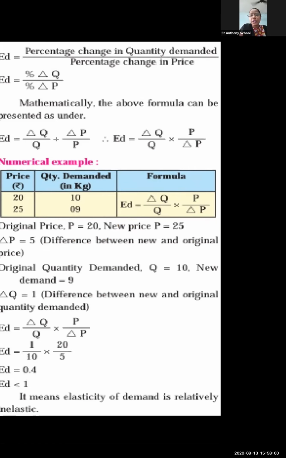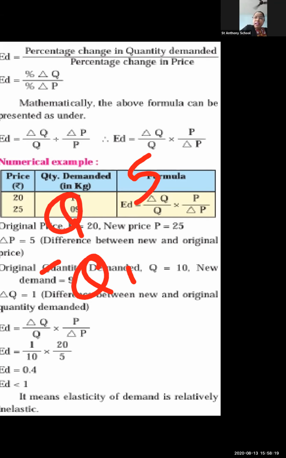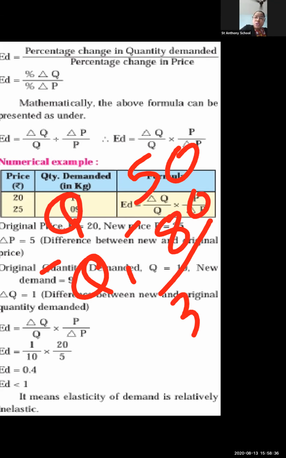Now what is change in Q? How do we need to find it out? Change in Q means the difference between the original quantity and the new quantity. Suppose the original quantity Q is 50 and Q1, the new quantity, is 80. So you need to subtract this. What will be the answer? 80 minus 50, what will be the answer? 30. Yes, Jigna, exactly correct. So this 30 is your change in Q.